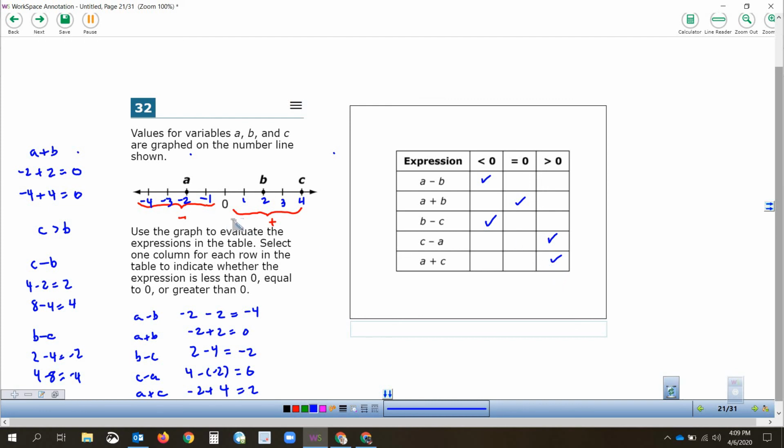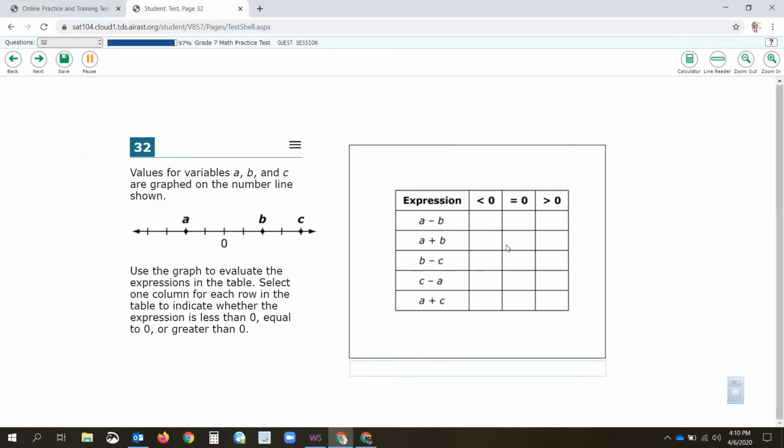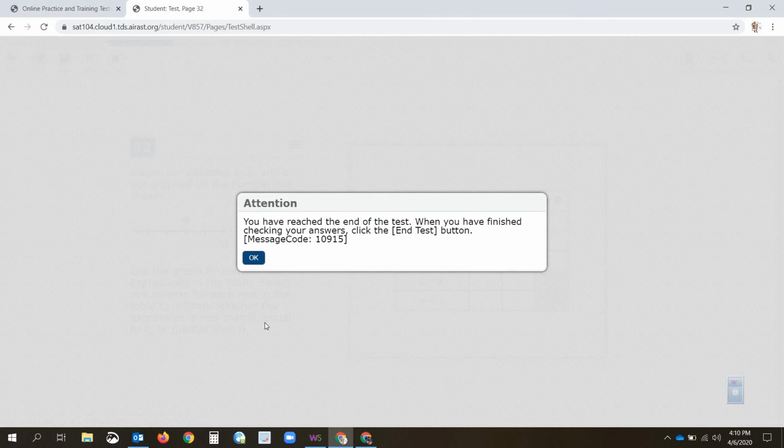All right, so again, just to reiterate, we didn't know that these were the exact values here, but we didn't really have to. We just had to know positive versus negative and distance relative to the other ones, okay? So we've got less, equal, less, greater, greater. And ladies and gentlemen, I believe that we have reached the end of the test.